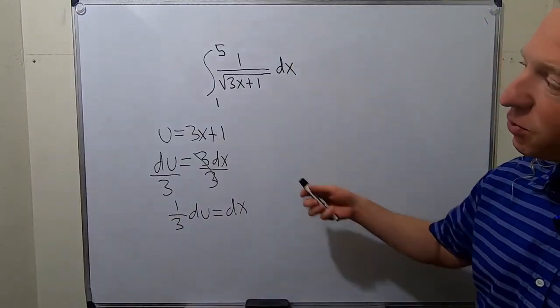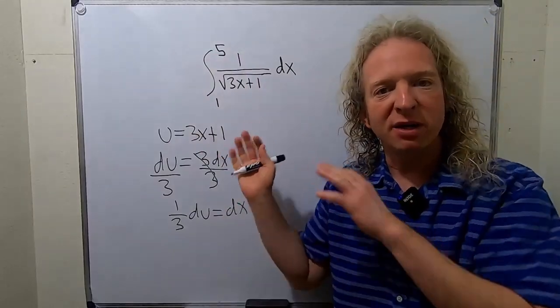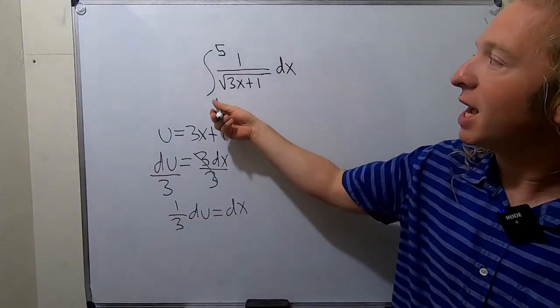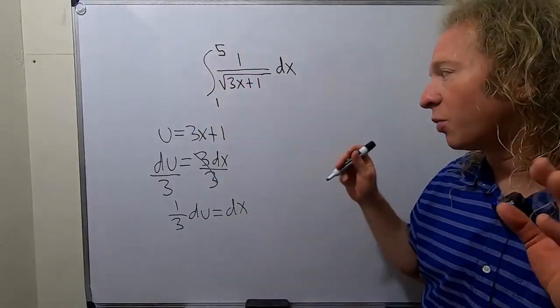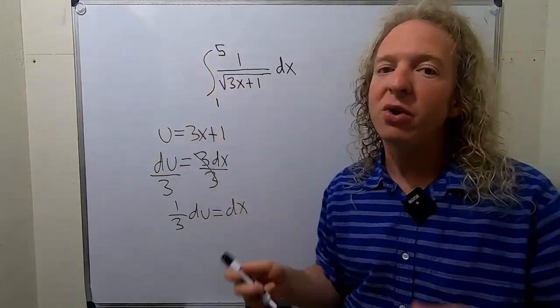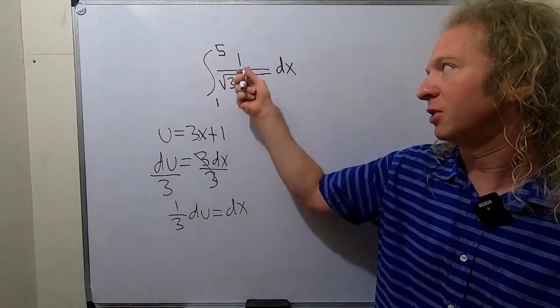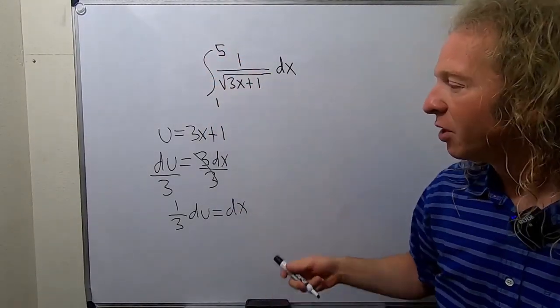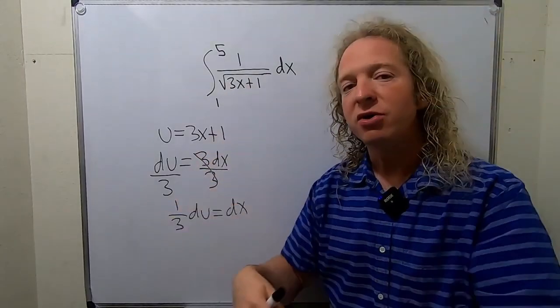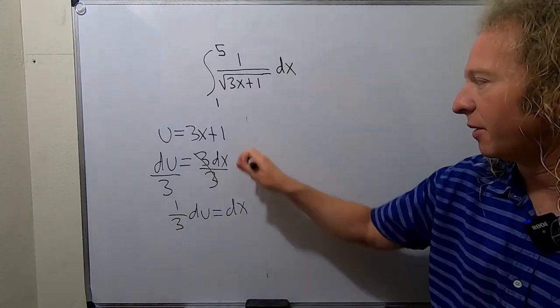If this was an indefinite integral, like if they didn't have these numbers, we would just go ahead and make the substitution. However, this one has limits of integration. So whenever you make a u substitution and you have limits of integration, you have to change them. These are x values, right? Because we're integrating with respect to x. We are converting to u, so we have to turn them into u values. So let's carefully do that.